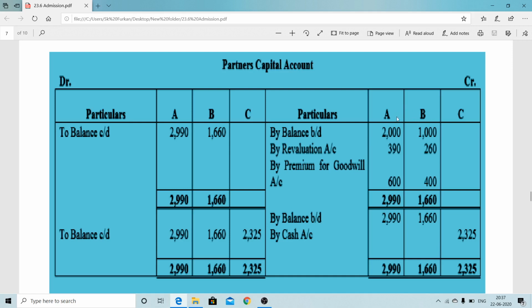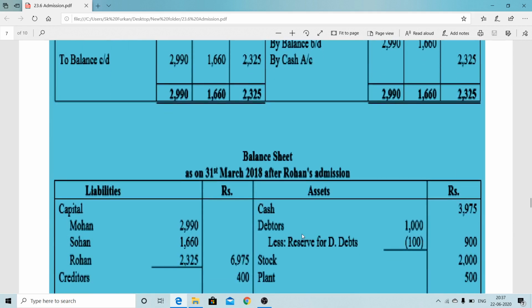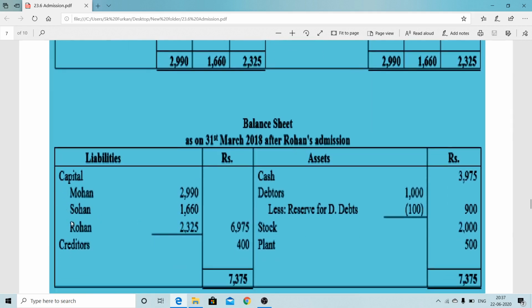Here it will actually be a different name. I put ABC here by mistake, a printing mistake. So it will be the exact name from the balance sheet. Now after that, in the balance sheet there are Mohan, Sohan and Rohan, three partners. So Mohan's capital is coming 2,990, Sohan 1,660, and Rohan this one capital.